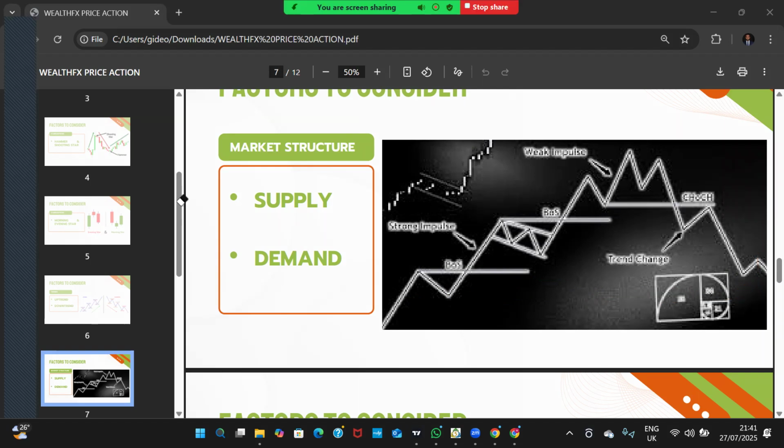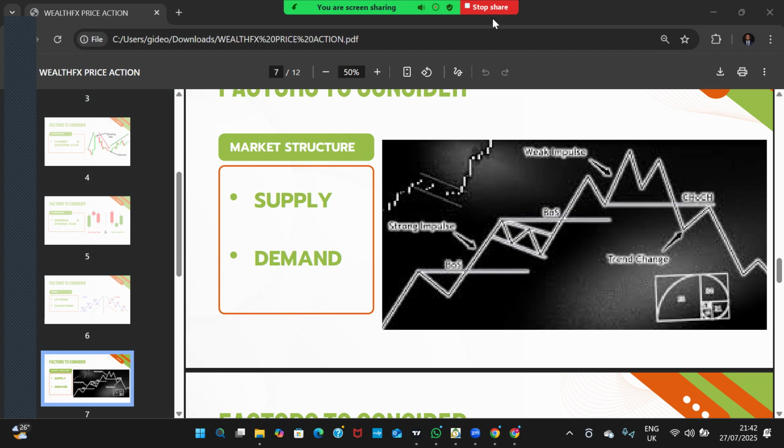So yes, supply, just for illustration purposes, can be termed as your roof in a building structure. That's the highest point price got to, and then your demand can be your floor, that's your foundation, the lowest point price got to. Now, everything else that happens in between those areas is literally just price play, like I call it. Yeah. So moving on, I've been able to talk about market structure.